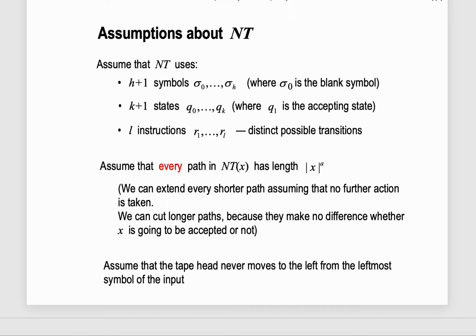Now, assume that every path in NT of x has a length of x. We can extend every shorter path assuming that no further action is taken. We can cut longer paths because they make no difference to whether x is going to be accepted or not. Now, we assume that the tape head never moves to the left from the leftmost symbol of the input in a Turing machine. So these are our assumptions about NT.